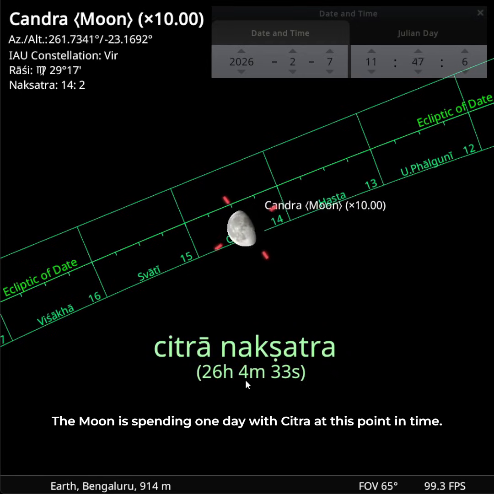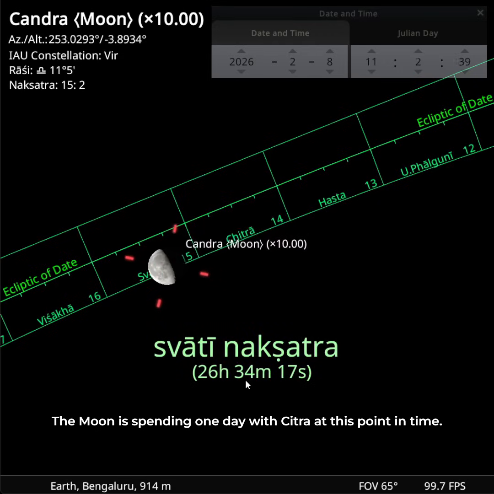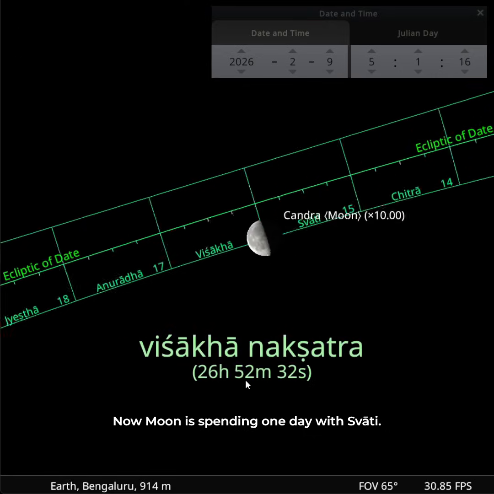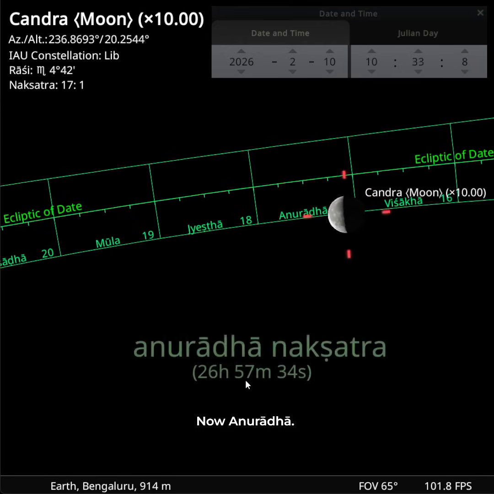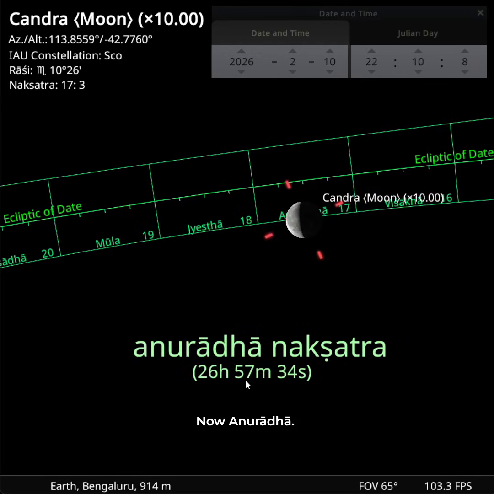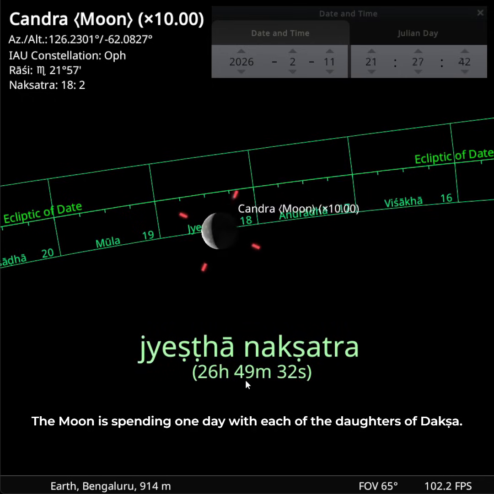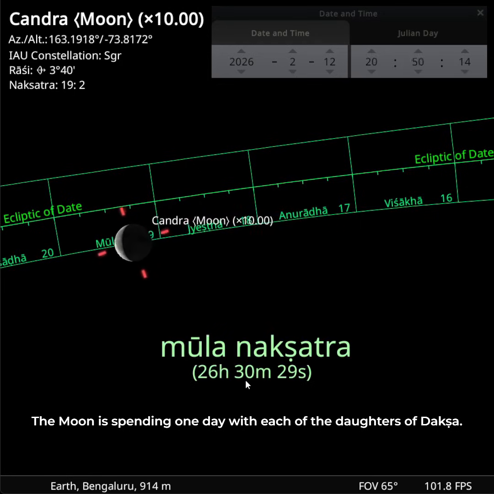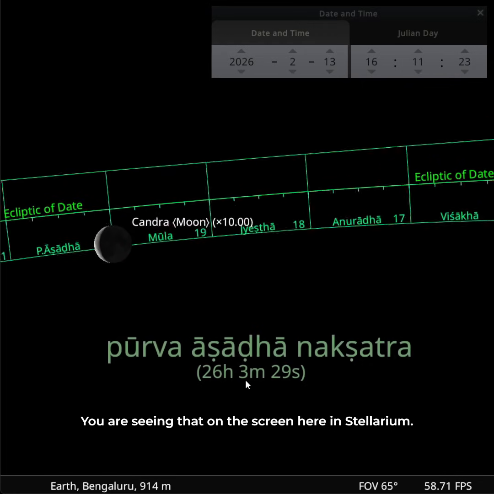The moon is spending one day with Chitra at this point in time, 26 hours. Now the moon is spending 26 hours, 34 minutes with Swati. Next with Vishakha, the moon is spending 26 hours, 52 minutes, 32 seconds. Now Anuradha, the moon is spending 26 hours, 57 minutes, 34 seconds. That is why the moon is spending one day with each of the daughters of Daksha. And you are seeing that on the screen here in Stellarium.